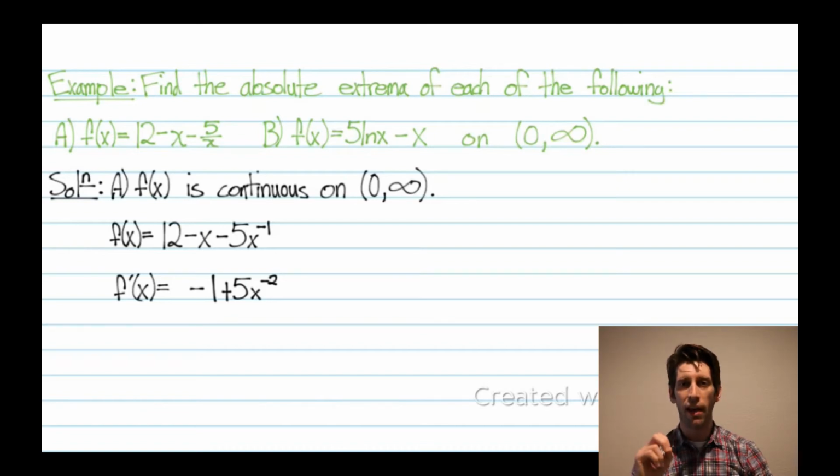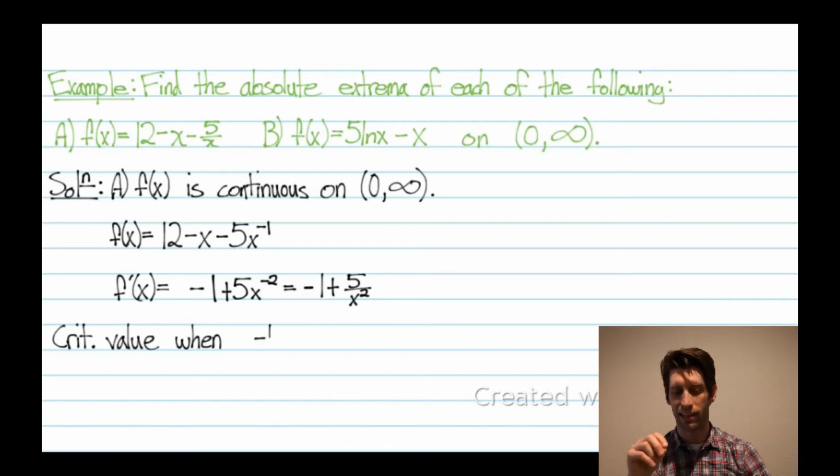Now you'll notice that we have two ways in which a critical number can appear: places at which the derivative is undefined and places at which the derivative is 0. The first of which, places at which the derivative is undefined, occurs at x equals 0 here, but that's outside of the interval that we're concerned about, so we're not too worried about that. So what we're going to do now is set f prime of x equal to 0 and solve for x.